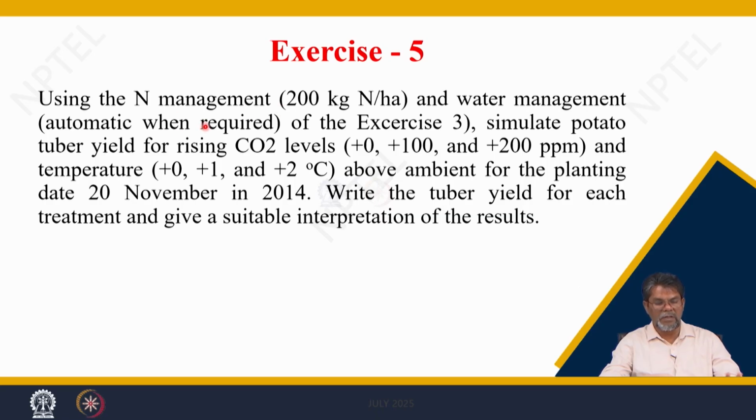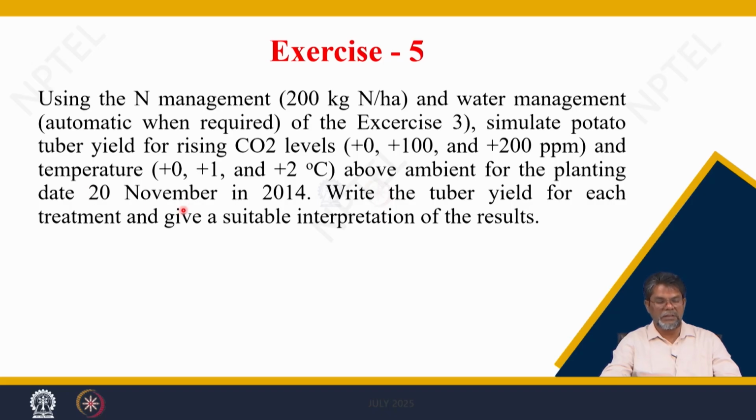Earlier we showed you the exercise with automatic drip irrigation, so we are using automatic drip irrigation. N management is 200 kg N per hectare, from the previous exercise 3 for the potato crop. The same information we will use for these environmental modifications. Simulate potato yield for rising CO2 levels: 0 ppm, 100 ppm and 200 ppm, and temperature 0, 1 and 2 degrees Celsius above ambient. For the planting date, we have chosen 20 November 2014.